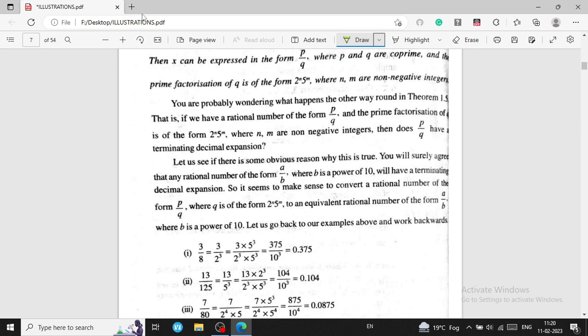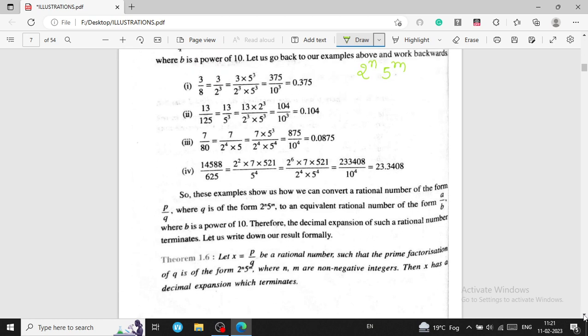in this we have to express that x can be expressed in the form of p over q, where p and q are both co-prime. The prime factorization of q is of the form 2 raised to power n and 5 raised to power m. Means the denominator must be in the form of 2 raised to power n and 5 raised to power m, where n and m are non-negative integers. So here we will solve these questions on the basis of this form.